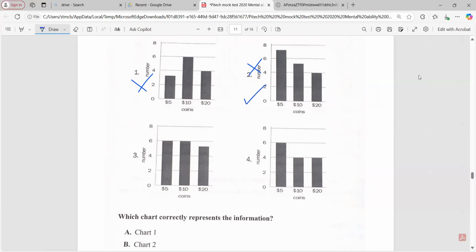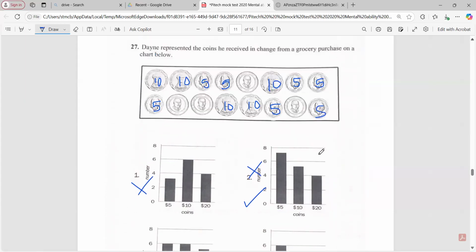Let me just double check though and see how many of them here. Let me just see if everything is good. These are 5, right? 5 $10. And I did get 5. 1, 2, 3, 4, 5. Yeah. I'm just going to check the $20 to be sure. I think it is 4. 1, 2, 3, 4.